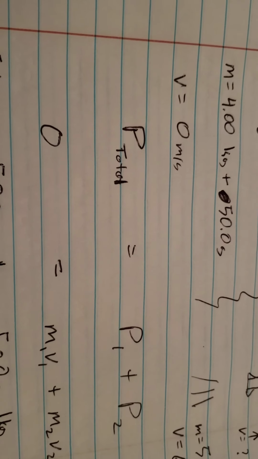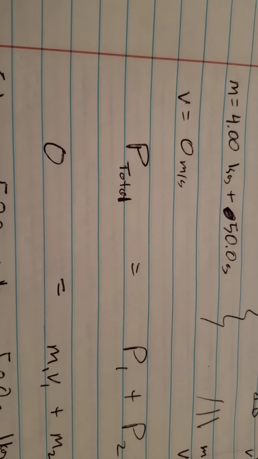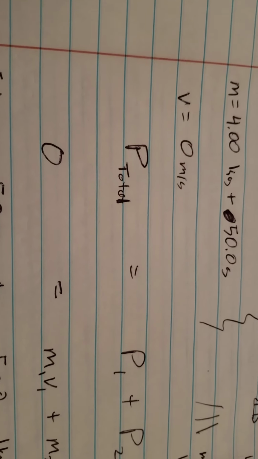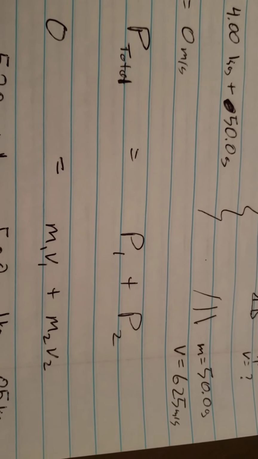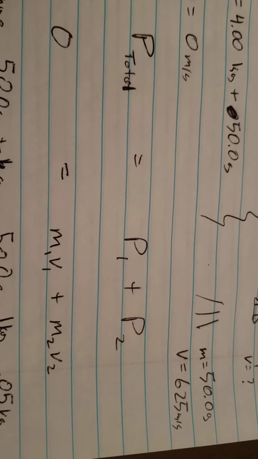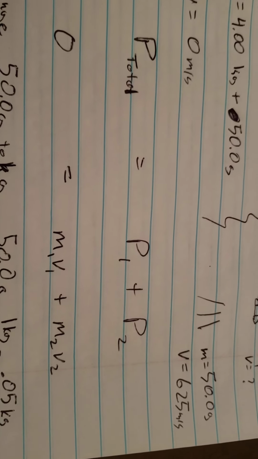In a recoil problem, the total amount of momentum at the beginning of the problem is 0 because it's not moving. And afterwards, we have P1 plus P2. What this essentially means is that P1 and P2 will be equal to each other, just traveling in opposite directions.